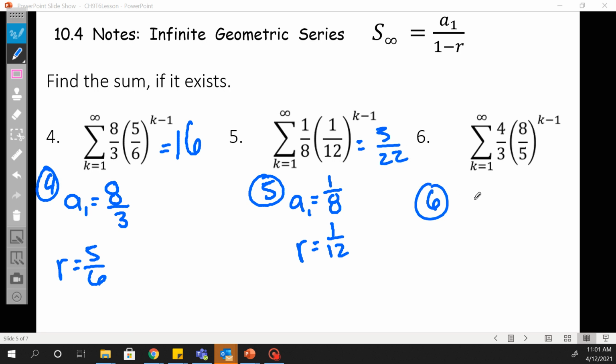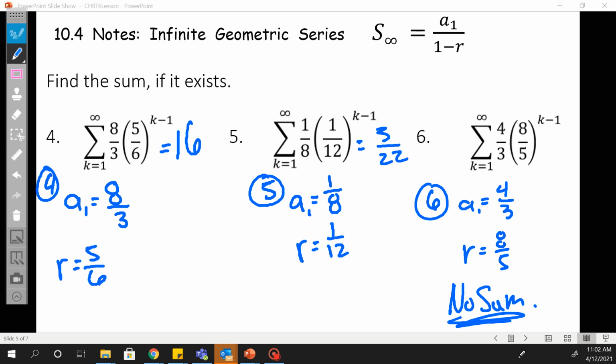And number 6, A1 is 4/3. R is 8 over 5. 8 over 5 is larger than 1, okay? So there's no sum here. You cannot have a ratio that's larger than 1 or smaller than -1. 8 over 5 is outside the boundary of your allowed ratio. This will not have a sum.